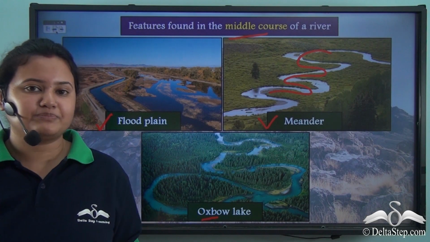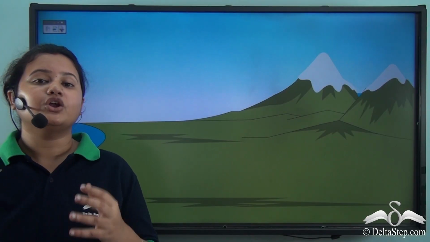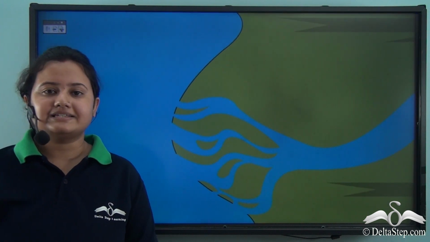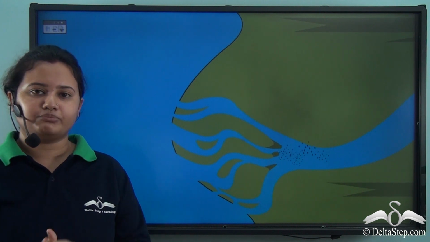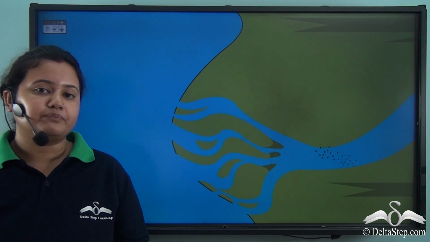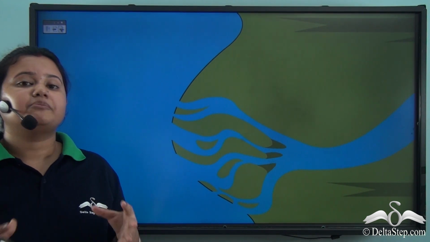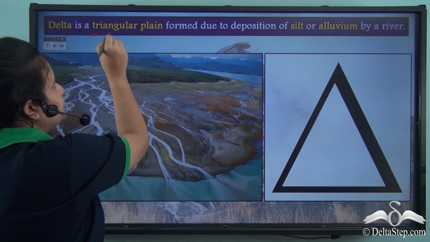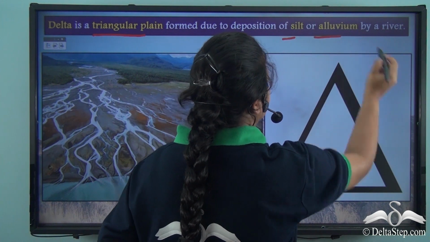So now let us explore the lower course of a river. Now we are in the lower course of a river where a river becomes old and less powerful. As a result, its speed decreases and it flows through several channels called distributaries. Now a river deposits the eroded sediments in between these distributaries, thereby forming a triangular shaped alluvial plain called delta. So a delta is a triangular plain formed due to deposition of silt and alluvium.